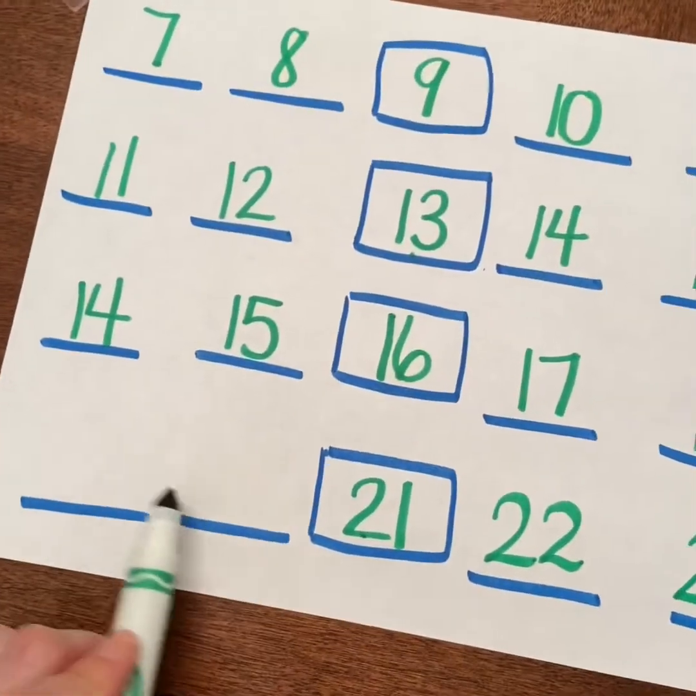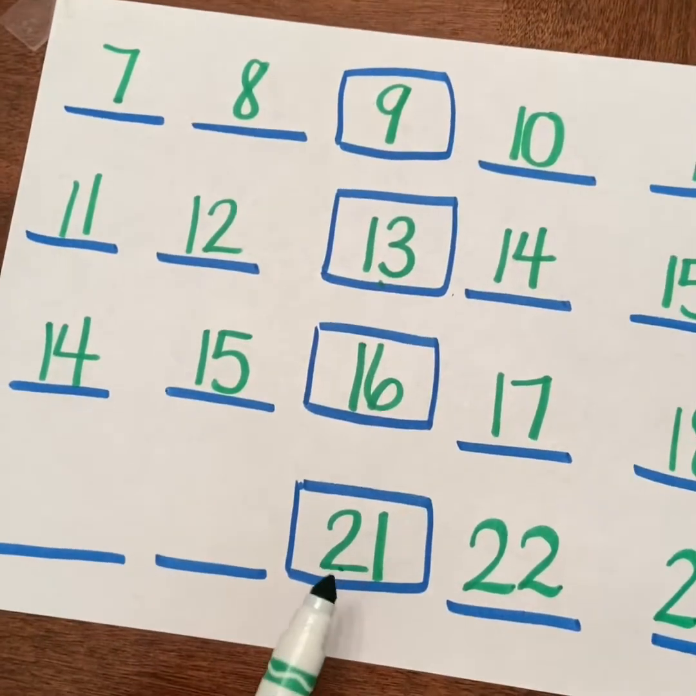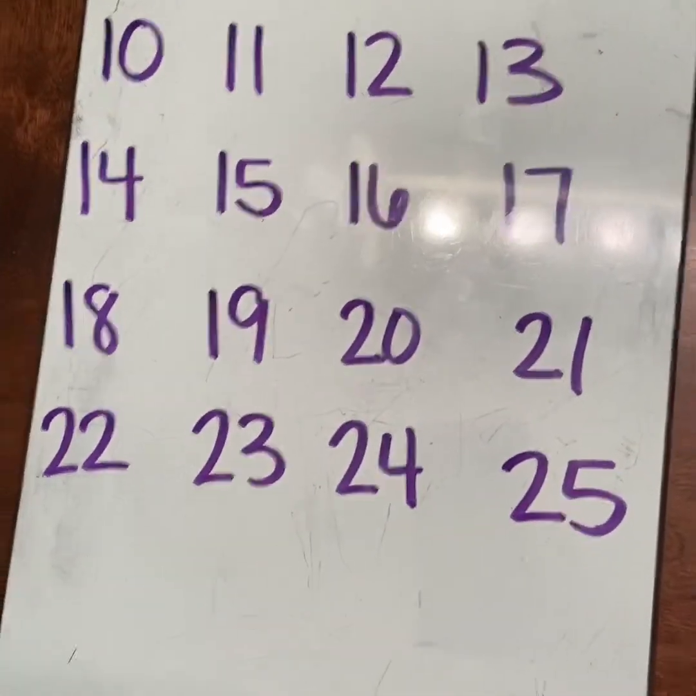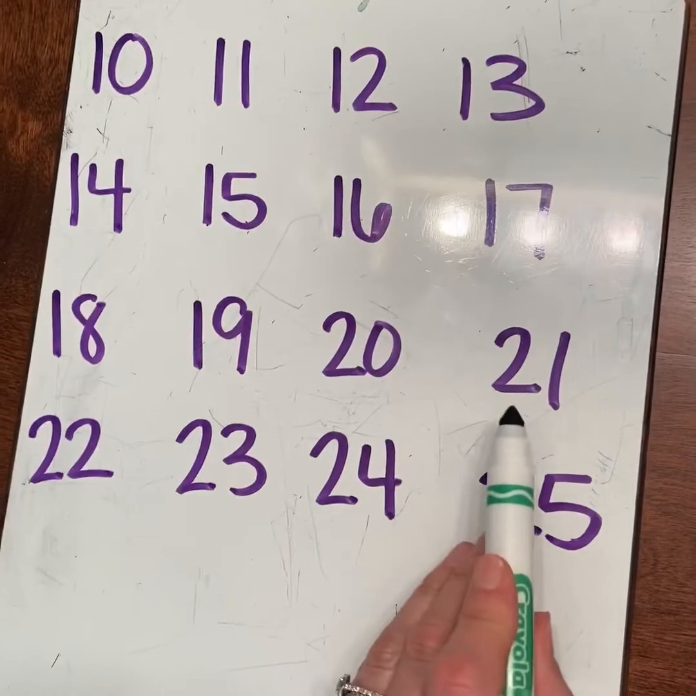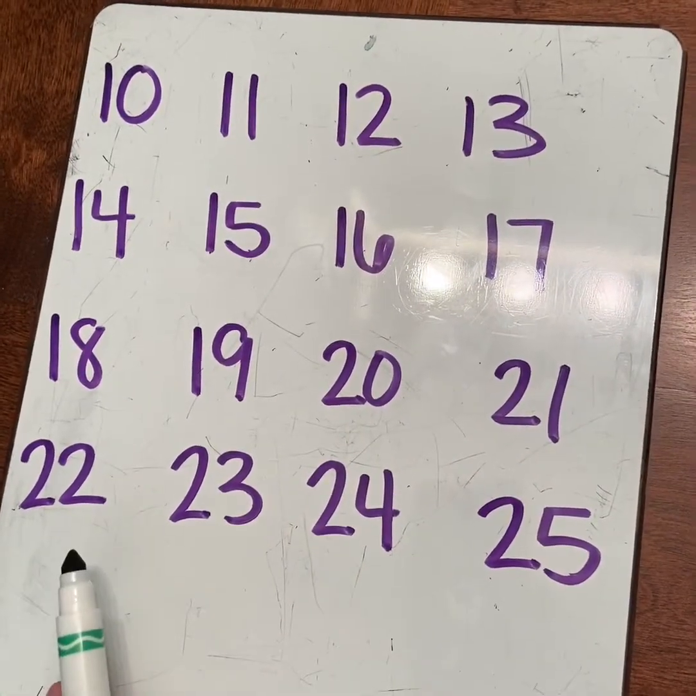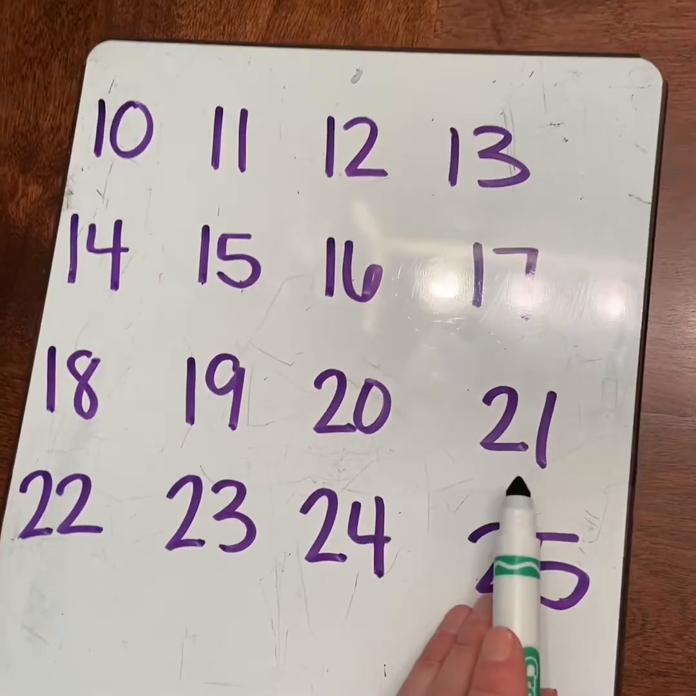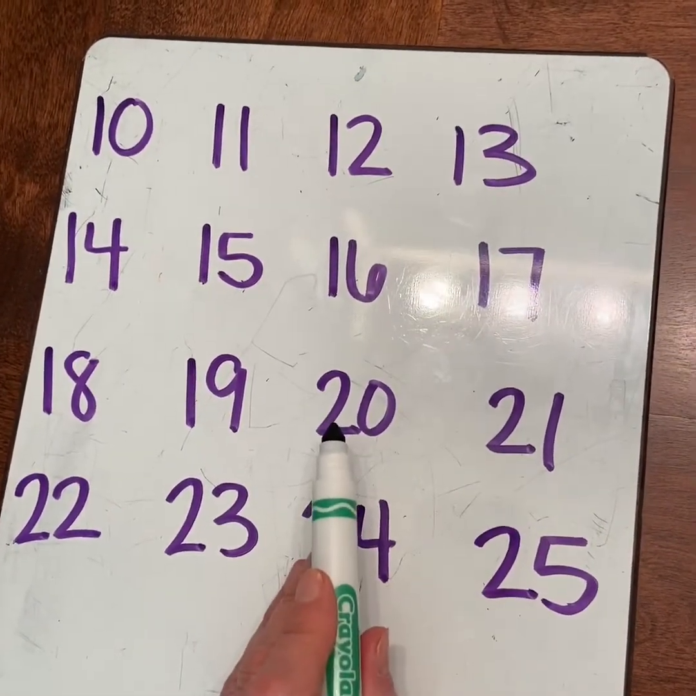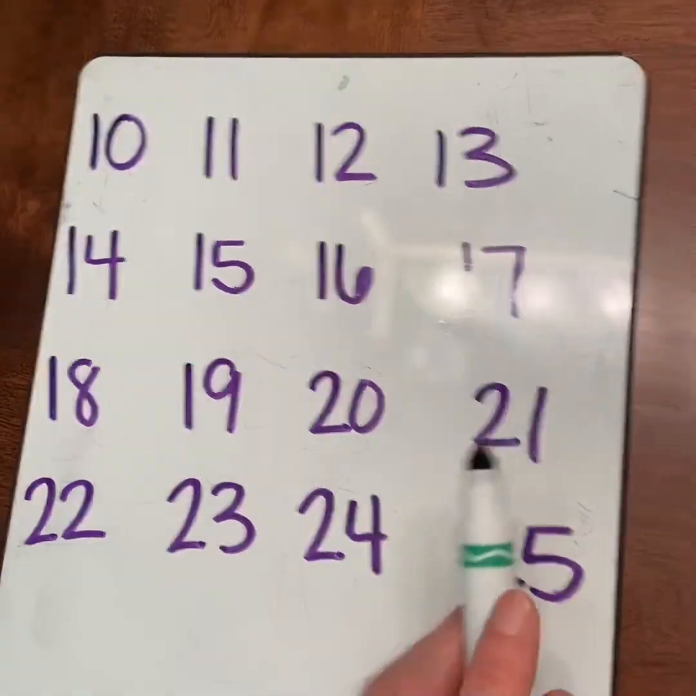This is the tricky part here. What comes before 21? Let's look at our chart. If you can, point to the 21. Now, what comes before it? We know 22 comes after, right? Before is in front of. What comes before 21? 20 comes right before 21.